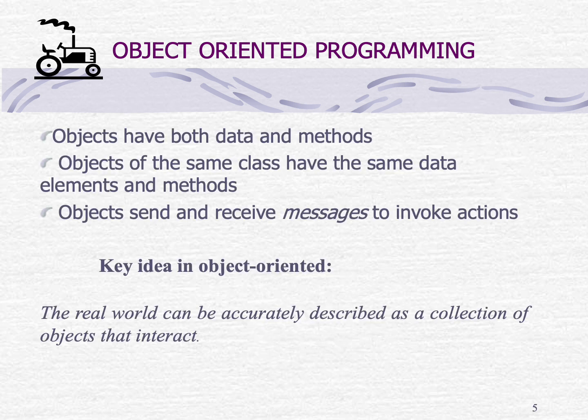5. Object-oriented programming. Objects have both data and methods. Objects of the same class have the same data elements and methods. Objects send and receive messages to invoke actions. Key idea in object-oriented programming: the real world can be accurately described as a collection of objects that interact.